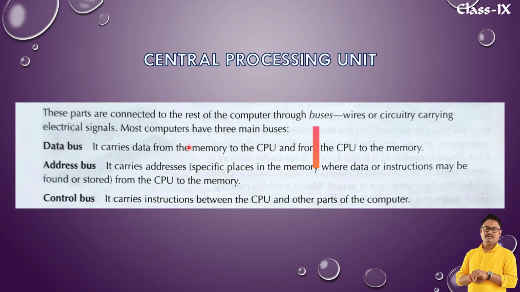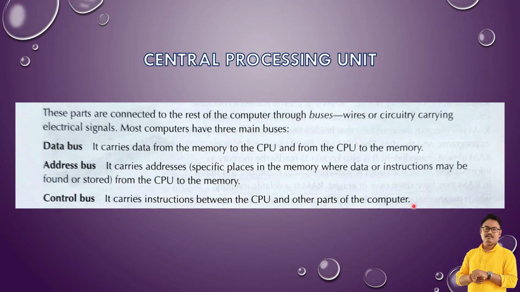It carries data from memory to the CPU and from the CPU to the memory. The address bus carries addresses, specific places in the memory where data or instructions may be found or stored, from the CPU to the memory. Now the last is the control bus. It carries instructions between the CPU and the other parts of the computer.